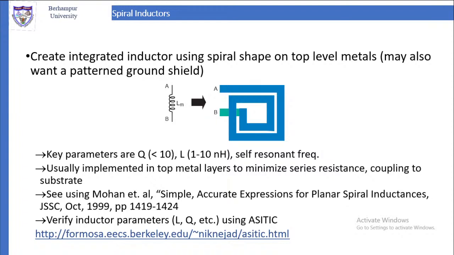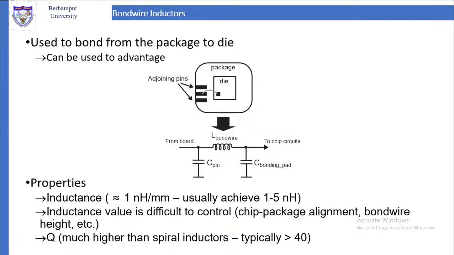For a detailed discussion, you can look at Mohan and his group, their work. You can verify the inductor parameters L, Q, etc. using ASITIC. If you want to look at ASITIC, this is the website, formosa.eecs.berkeley.edu. Berkeley University usually provides its resources free. So look at this website of Berkeley University. I hope it is still available. They have not taken it down. This is a very good website.